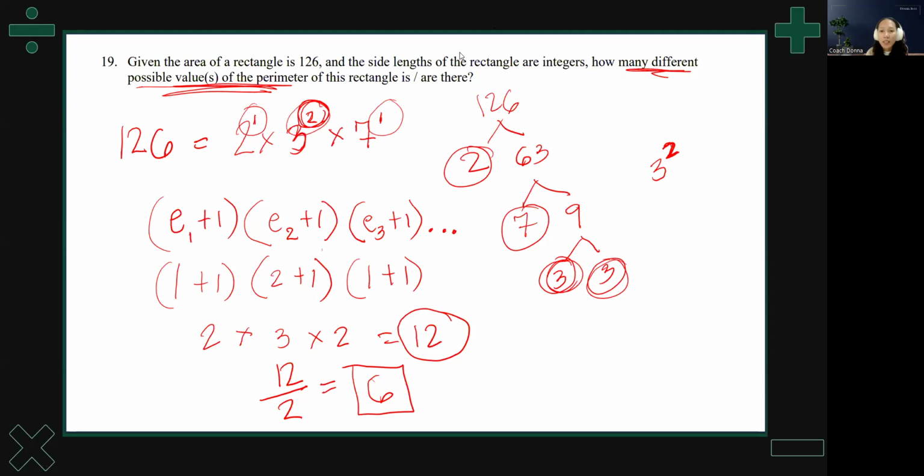Question. Yes. Excuse me, Coach. When are we gonna use this formula? What kind of problems are you gonna use this formula? All right. Let's go back to the question. Let's mute everyone's microphone. Okay, going back. So again, if you're being asked for different possible values of a perimeter of the rectangle, that's when we use this formula.